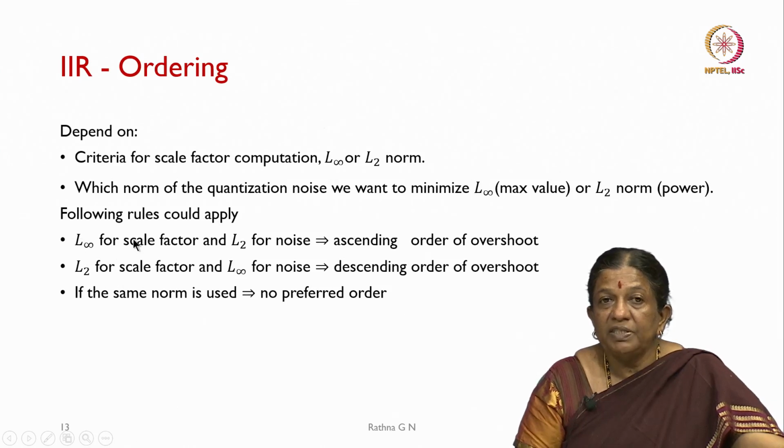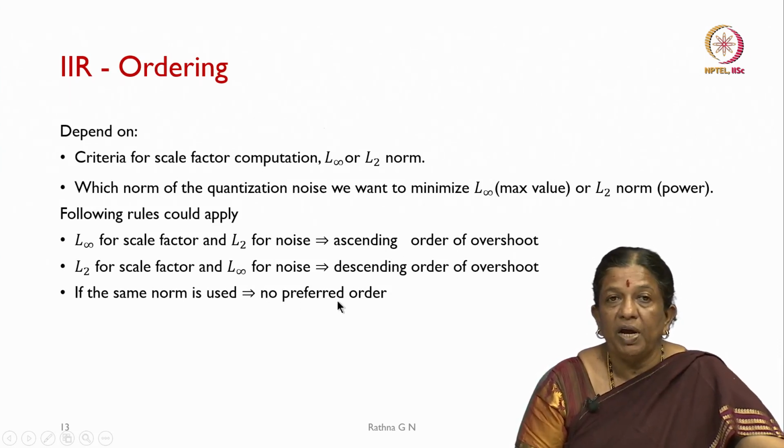So, L infinity for scale factor and L2 for noise means we will be ordering the second order sections in ascending order of overshoot. When we have L2 for scale factor and L infinity for noise, then we will have descending order of overshoot. Based on this, we organize our second order sections in ascending or descending order. If the same norm is used, there is no preferred order, so you can go in whatever order you want.